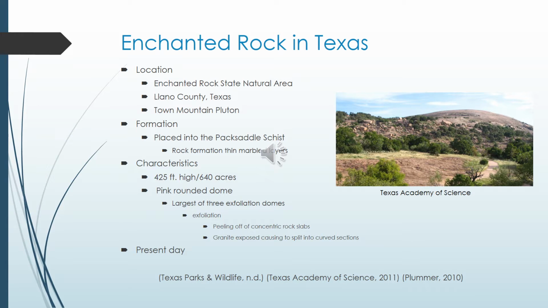After rock and soil on the top wear away, the granite expands and causes the dome to split into curved sections, kind of like an onion. As outer layers of rock break into smaller pieces and slide off, the next layer begins to peel away from the dome. Enchanted Rock seems to be solid and durable, but to this day it continues to change and erode.